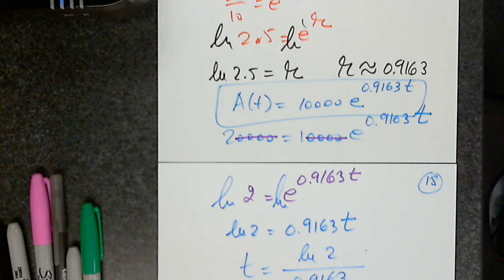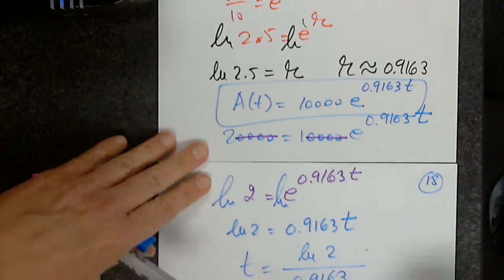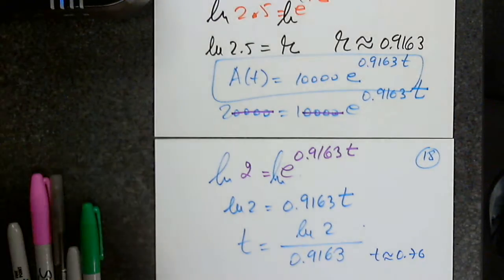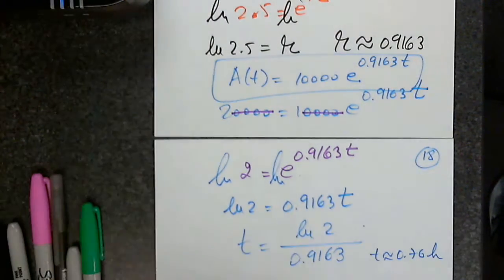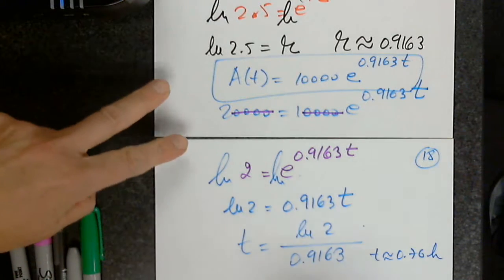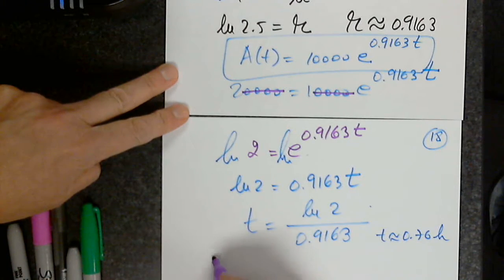Okay, I got 0.76. What does this mean? Exactly. So less than an hour. Part B. How many bacteria were after 3 hours?